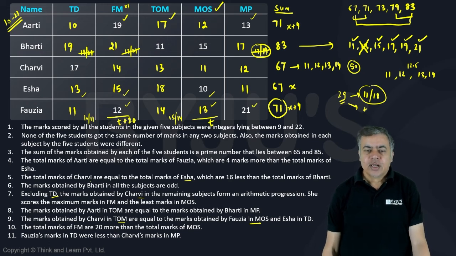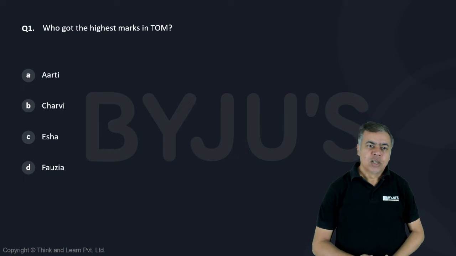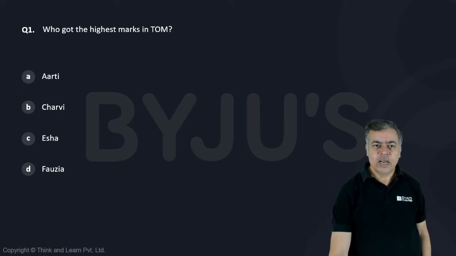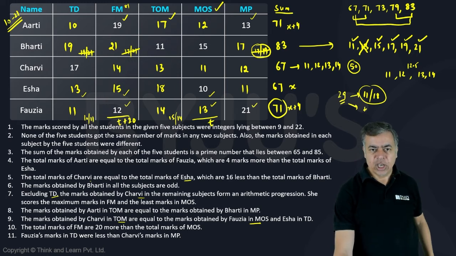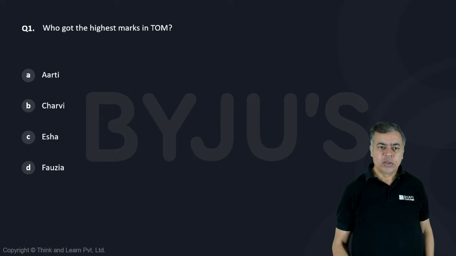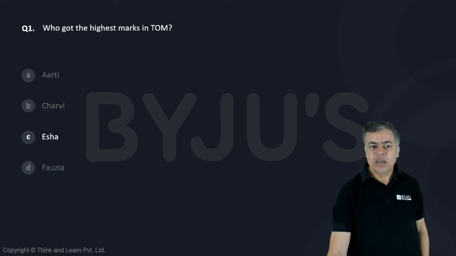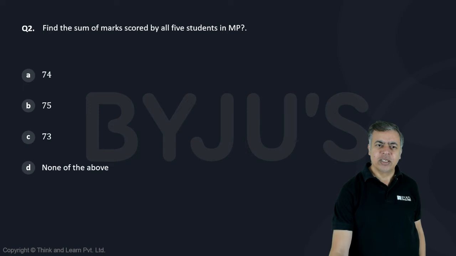Right? So now you can answer it easily because we have got all the marks. Okay, now the first question was, who got the highest marks in TOM? Right? We can answer who got the highest marks in TOM. TOM, highest marks 18, Isha. Right? So it must be Isha. Okay, once we have solved that, Isha is the correct answer. Right? Once we have solved that entire grid, now it should be very, very easy. Right? Answering the question is not a problem.